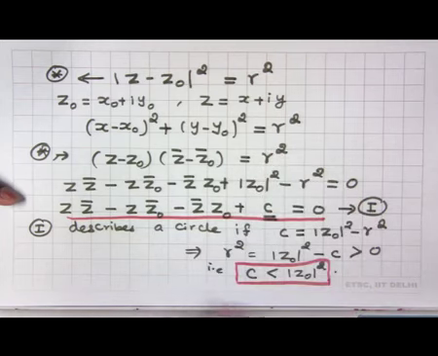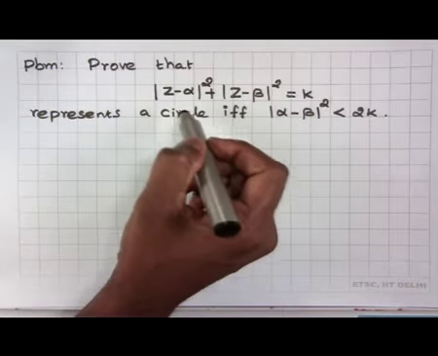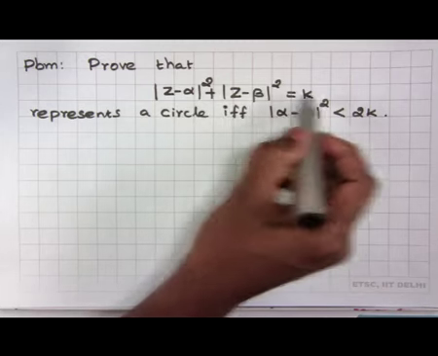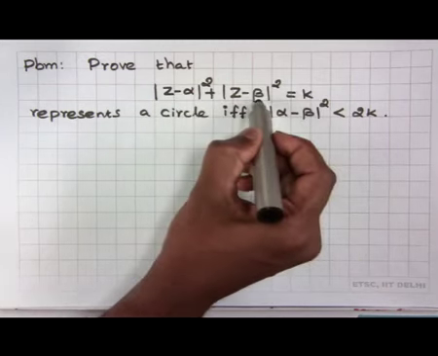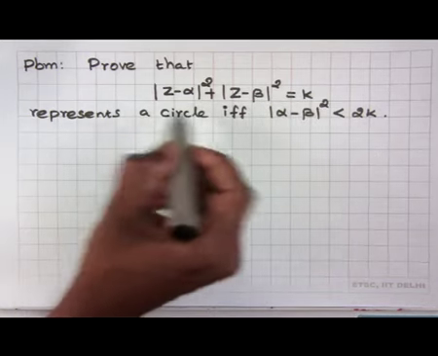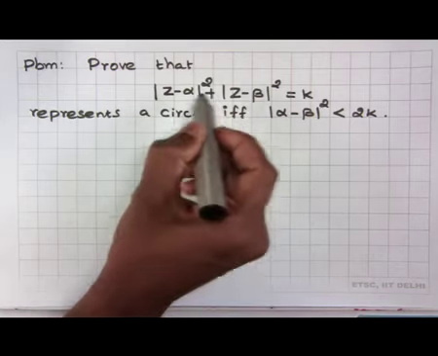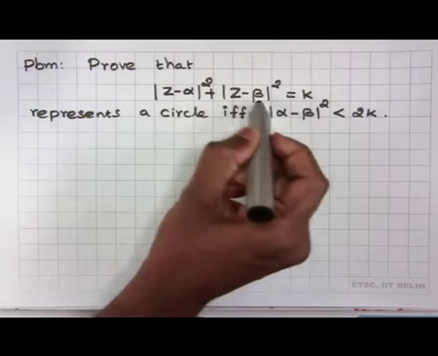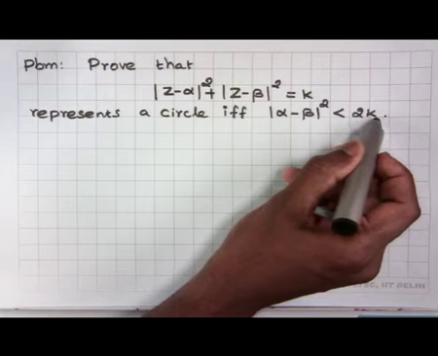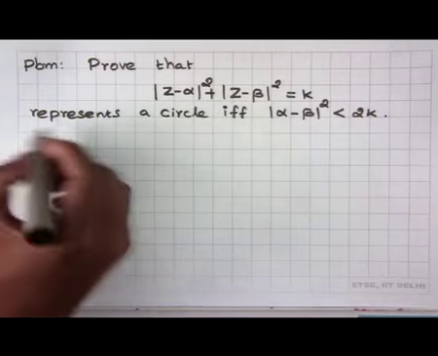Let us discuss a simple problem. Suppose the set of all complex numbers satisfies this equation for some fixed alpha and beta and a constant k, then it represents a circle if and only if the square of the distance between alpha and beta must be less than 2k. So, let us try to prove this result.